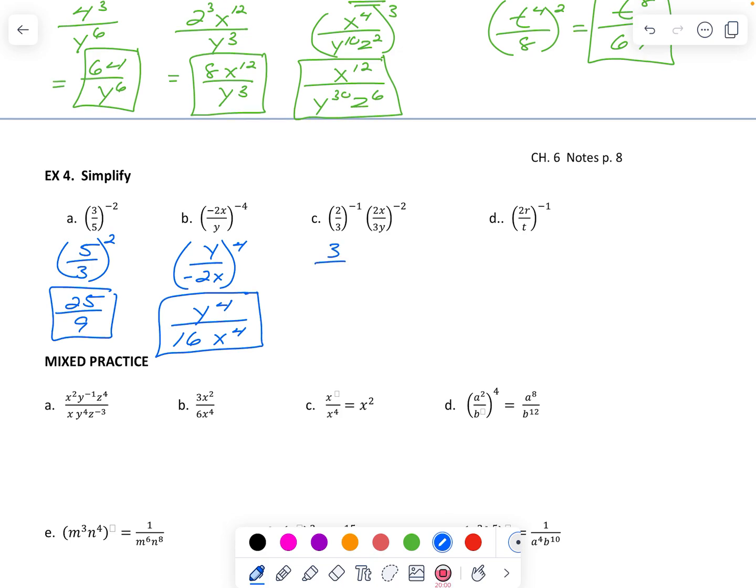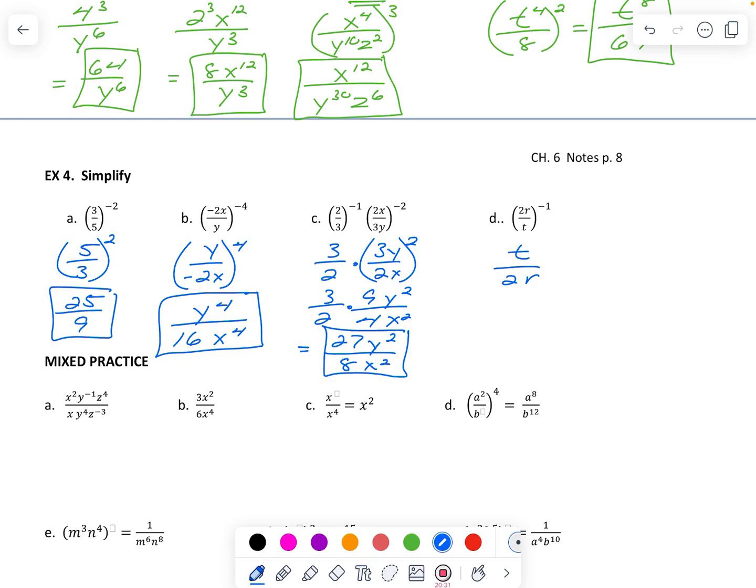This is going to flip and become positive 1, which we don't need. This is going to flip to the positive 2 now. So that's going to be 3/2 times 9y squared over 4x squared. And then we can combine. So final answer, 27y squared over 8x squared. And this one is just going to flip and be positive. That's it.